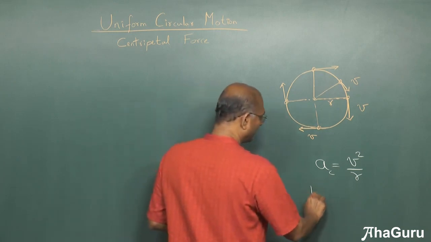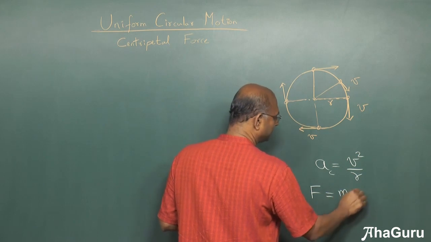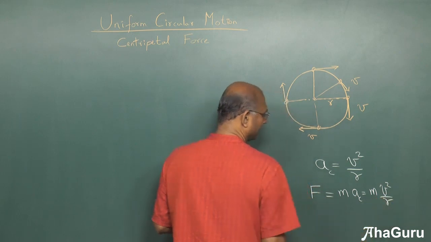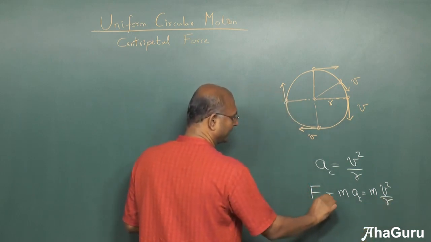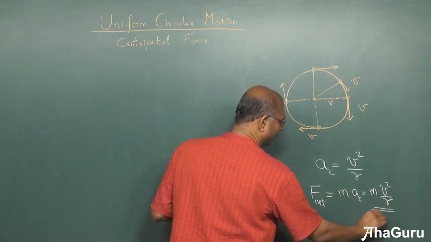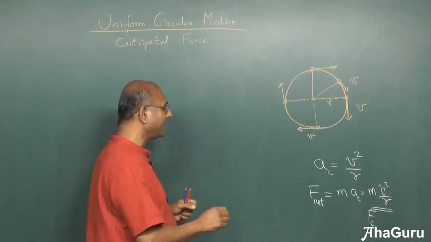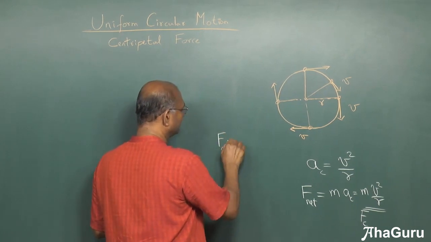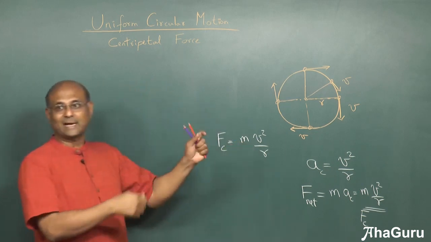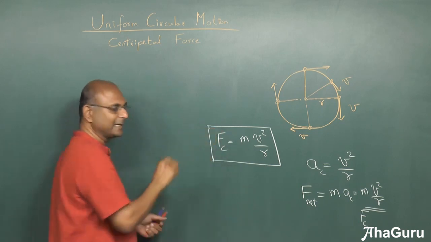How much force? It must have a net force, I'll just call it F, equal to mass times the acceleration. So mass times v square by r. This in fact must be the net force acting on it. We usually call this quantity centripetal force. Because this is a centripetal acceleration, we write centripetal force is mv square by r. It is nothing but mass times acceleration. Now this is a very bad name and we will see that in a minute.